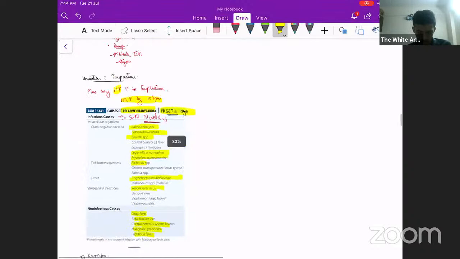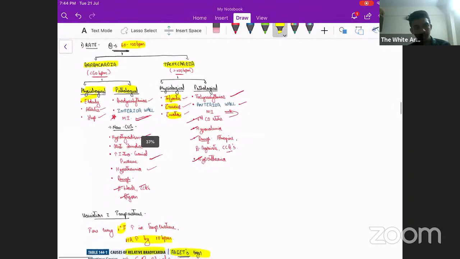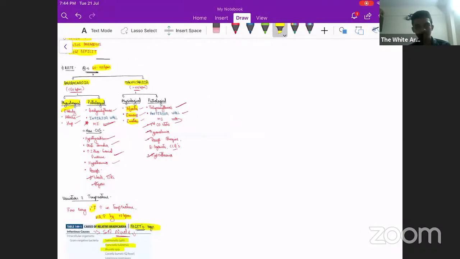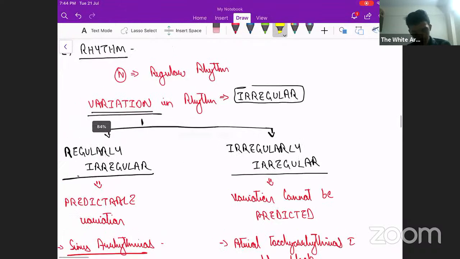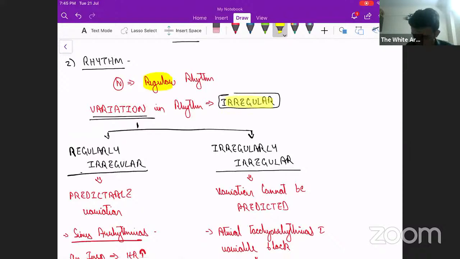So this was to do with rate. For rate you look for whether it is normal. If it is not normal, it can be either brady or tachy, and you'll have to know the respective causes. It was easy. Next is rhythm. Normally the rhythm is regular, so every activity is regular. If you feel for the pulse, every pulse is followed by a pause, followed by one more pulse, followed by a normal pause, followed by the pulse. This is the regular activity. If there is variation in this activity, then we call the rhythm irregular.